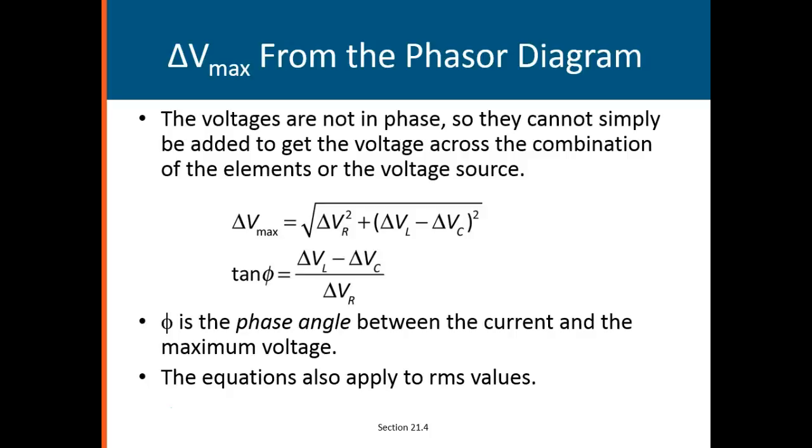All right. The voltages are not in phase, so they cannot simply be added to get the voltage across the combination of the elements or the voltage source. Delta V max is equal to the square root of delta VR squared plus the difference between delta VL and delta VC, that difference squared. And the tangent of the phase angle is the opposite, which is delta VL minus delta VC, over delta VR. The phase angle is between the current and the maximum voltage.